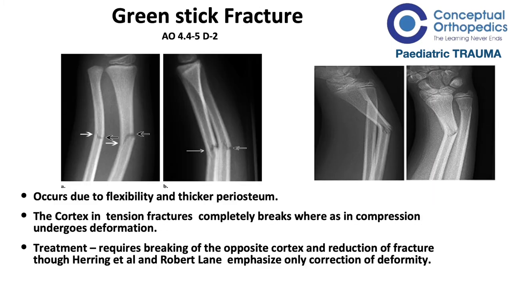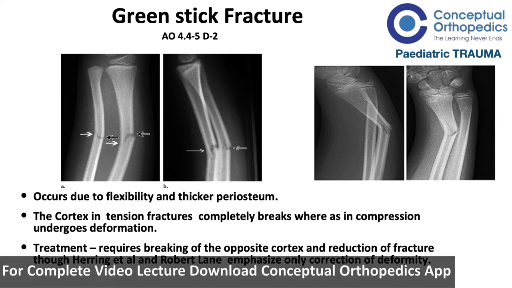We come to the last part of the incomplete fractures, which is more common than the other two: the greenstick fracture. It occurs due to flexibility and the thicker periosteum, as I told you. And the cortex in tension fractures completely breaks, whereas in compression it undergoes deformation, as you see there. The treatment of these fractures requires breaking of the opposite cortex and reduction of the fracture. Herring et al. and Robert Lane emphasize only correction of the deformity, that you need not break the cortex as such. But many of us still believe that unless you really break the cortex, there is a possibility inside the plaster, if it is not molded properly, that the deformity can recur.